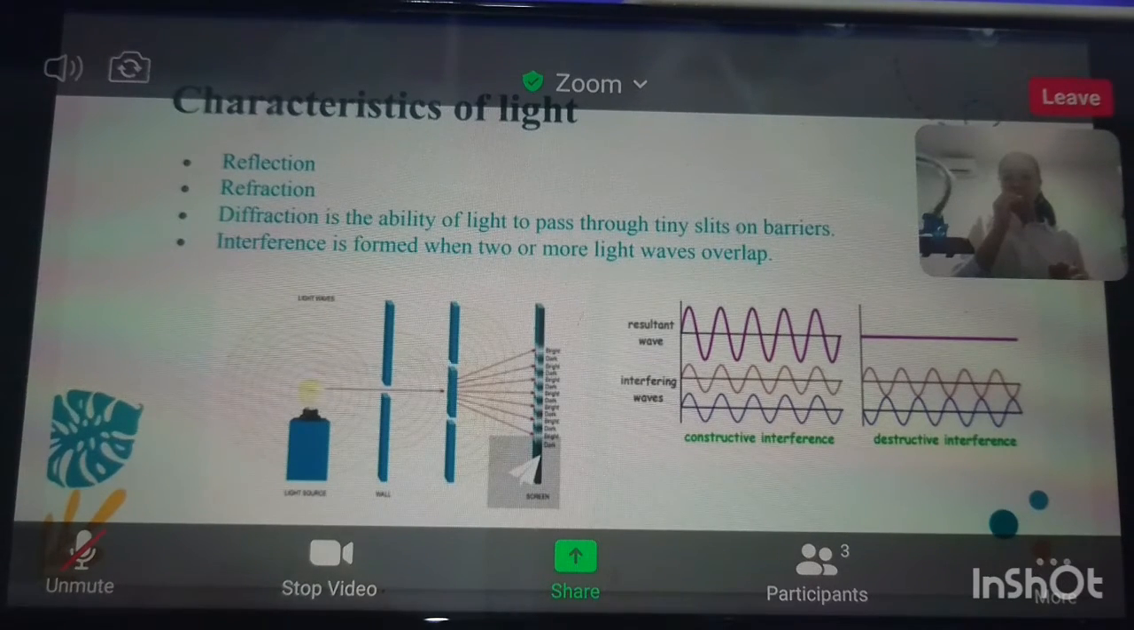When we look at the picture, we can see there's a source of light, and there's a wall as a barrier. At first, diffraction happens since there's one slit, and after that there are two slits, the two waves overlap, where interference occurs. Now, there are two types of interference. There's constructive interference, where the interference has a larger amplitude. And for destructive interference, the amplitude turns zero.